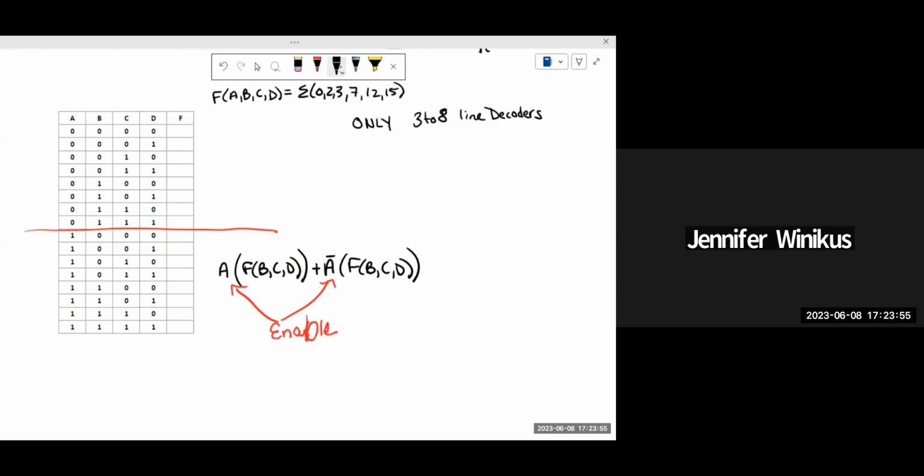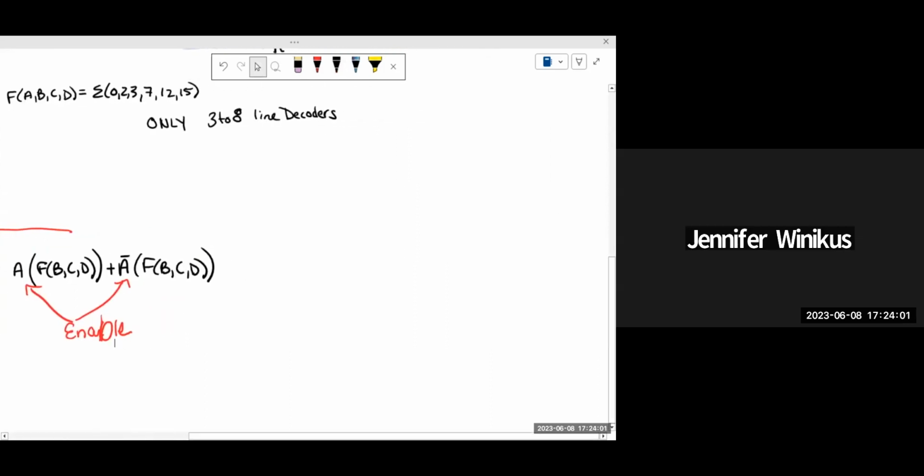To draw our diagrams for this specific component, we don't need our truth table. We have our terms that we need. So we're going to make our 2 decoders. Our decoders have our 3 inputs, A, B, and C, and they have their enable.